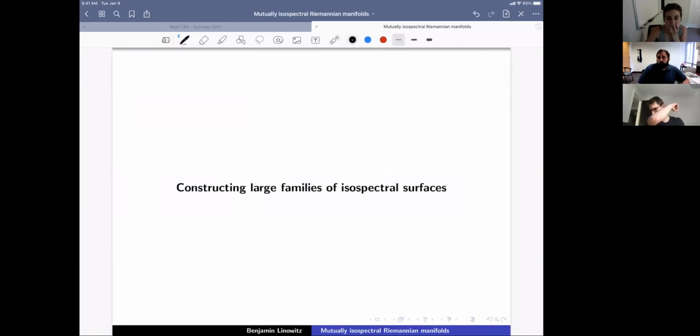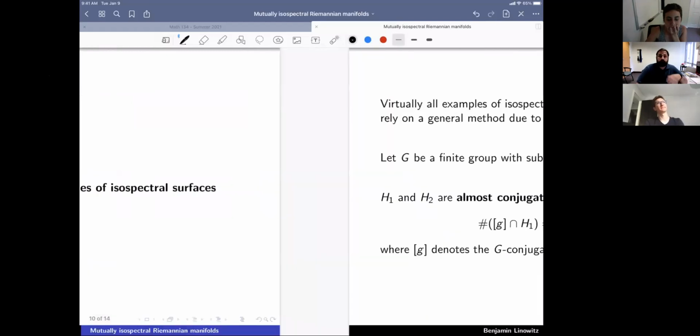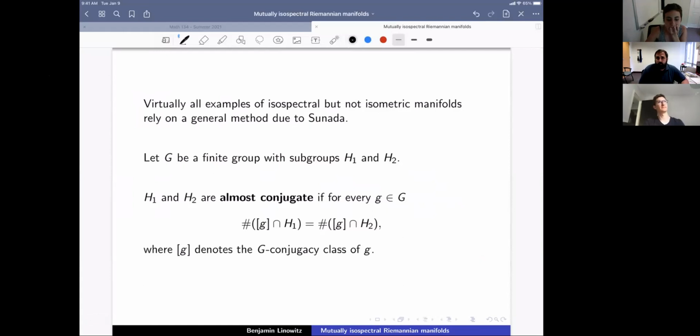So now I want to tell you about some work that's been done in the other direction, actually constructing large families. First, I just want to say a little bit about what's called Sunada's method. I'm sure it's familiar to many, maybe most of you. Essentially 99.99% of papers that construct isospectral objects use, in some form or another, a result of Sunada.